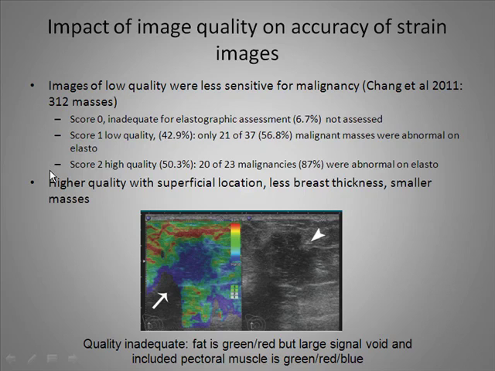The quality of the imaging was strongly correlated with characteristics of the mass and the breast itself. So when masses were located superficially, or when the breast thickness was relatively thin, elastography performed much better than with masses in a posterior location or with very thick breasts. In addition, smaller masses tended to perform better on strain imaging than larger masses did.